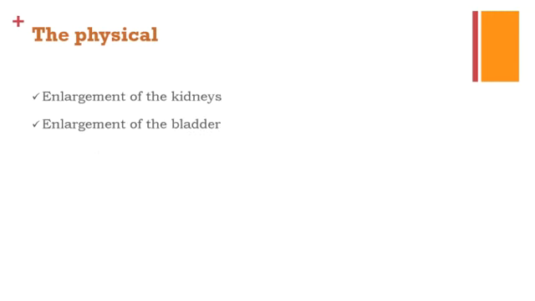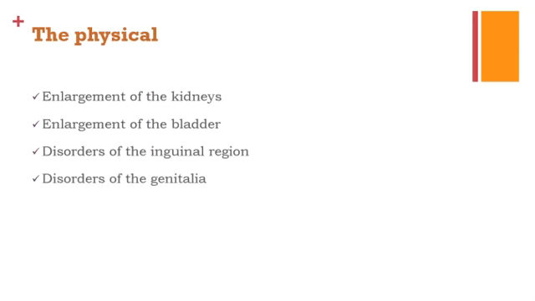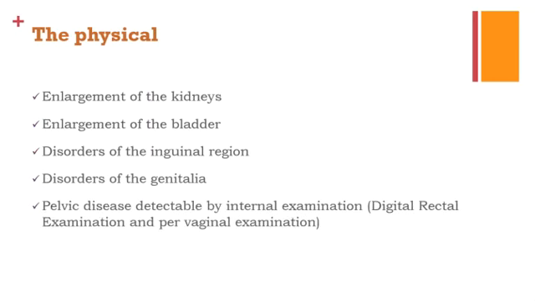During the physical examination of the genitourinary tract, you should look for enlargement of the kidneys, enlargement of the bladder, disorders of the inguinal region, disorders of the genitalia, pelvic disease detectable by internal examination, like a digital rectal examination, and neurological examination by testing reflexes in the genital area. On the next slide, we're going to review the most commonly used diagnostic tools.